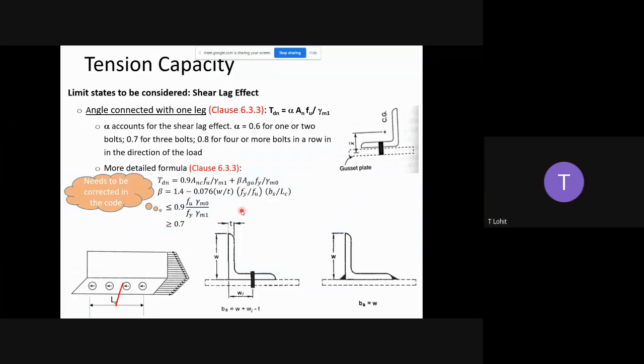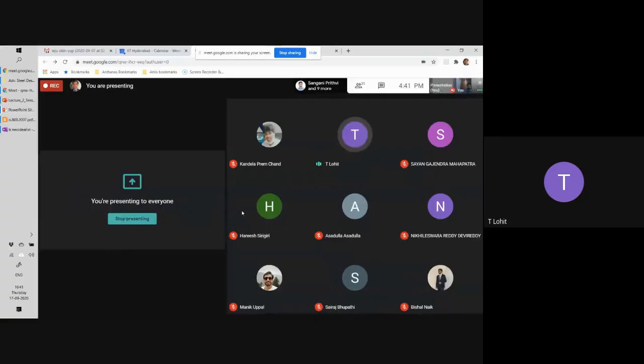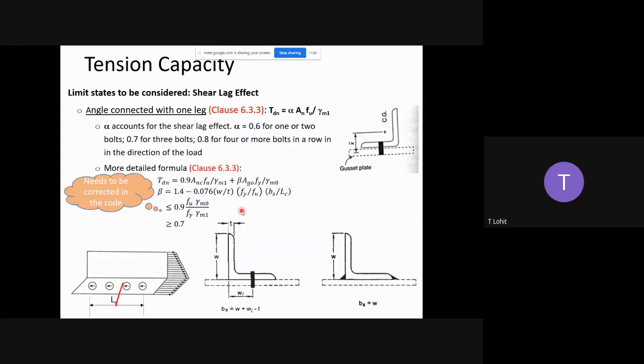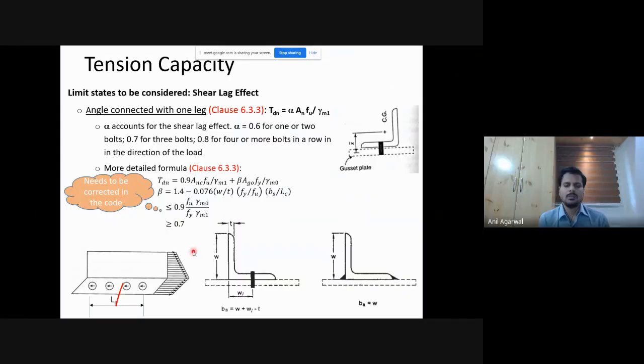Sir, this formula is for only linear, I mean the straight bolts? This formula is not applicable for staggered. No, this is available only for a single row of bolts. In angles, it is not very common to put too many bolts in a single leg, because the general sizes are such. But sometimes you may have a staggered arrangement of bolts in a single leg. This formula is not developed for that case.